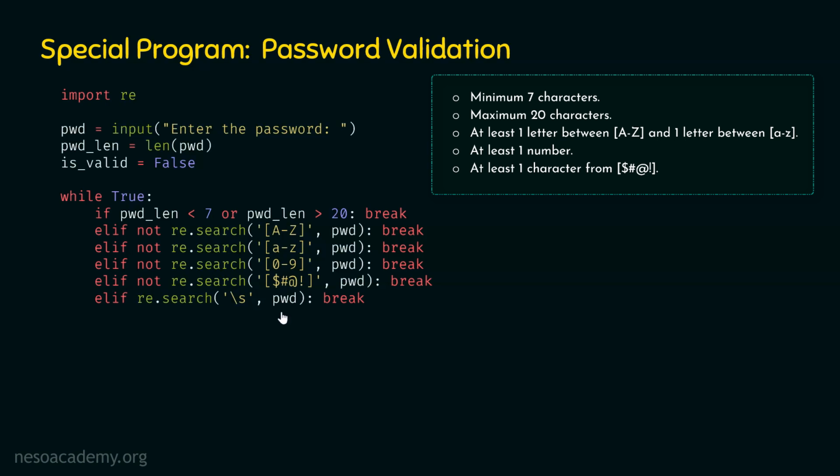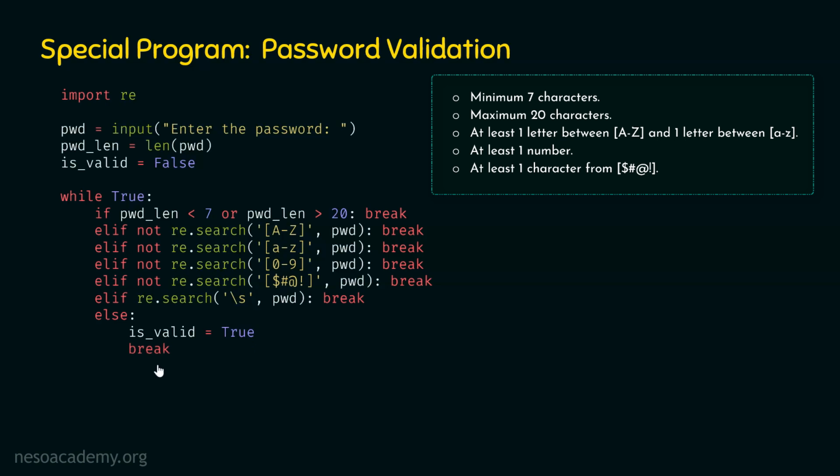I hope this is making sense. So if the password contains the white space character, in that case the loop will terminate as it is. Otherwise the loop will not terminate, we'll move on to the next check. Here we need to evaluate this else block, and within this else block we will set is_valid to true and then we will break the loop.